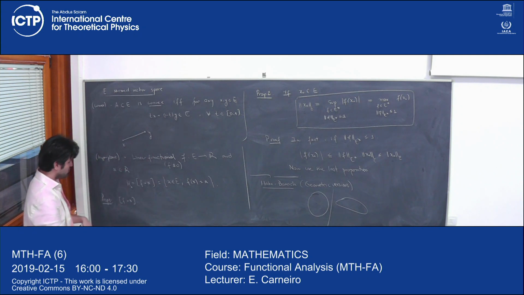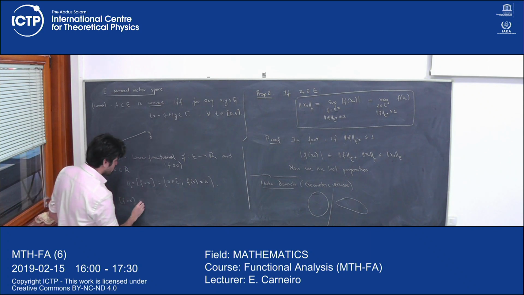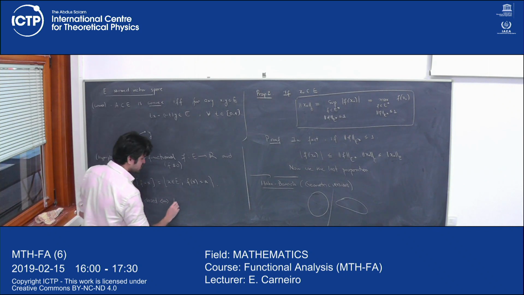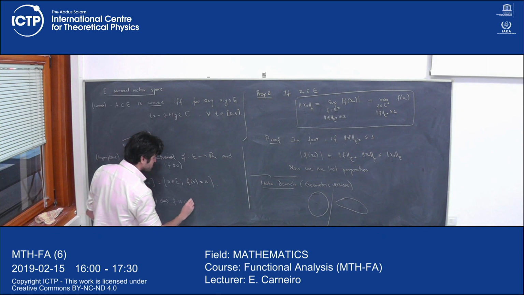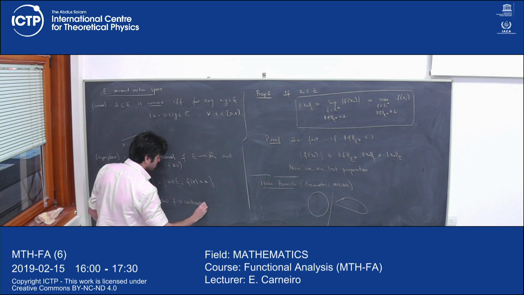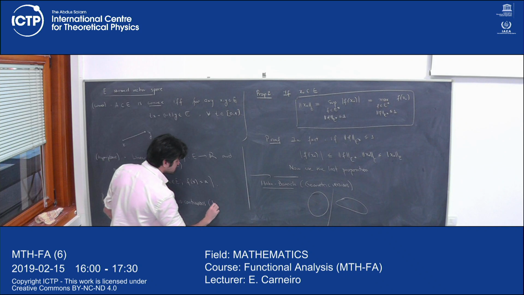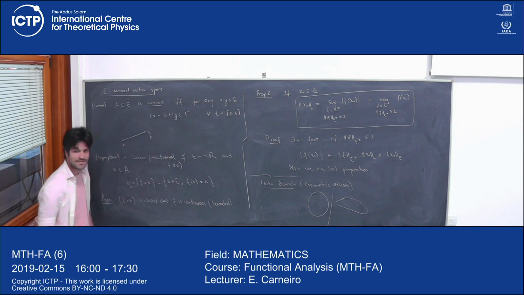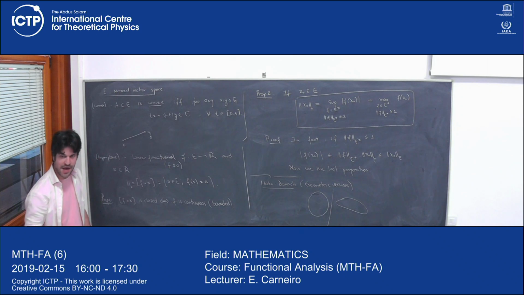Okay? So proposition 3: a hyperplane f equals alpha is closed if and only if f is continuous. We have seen that f continuous is the same thing as saying that f is bounded. Okay? So my hyperplane is closed if and only if f is continuous.